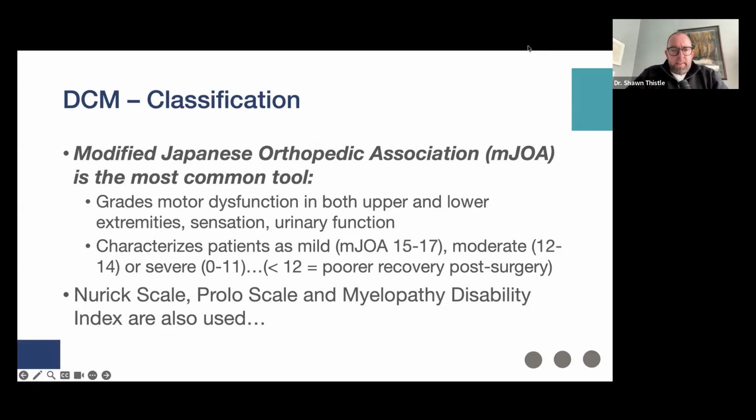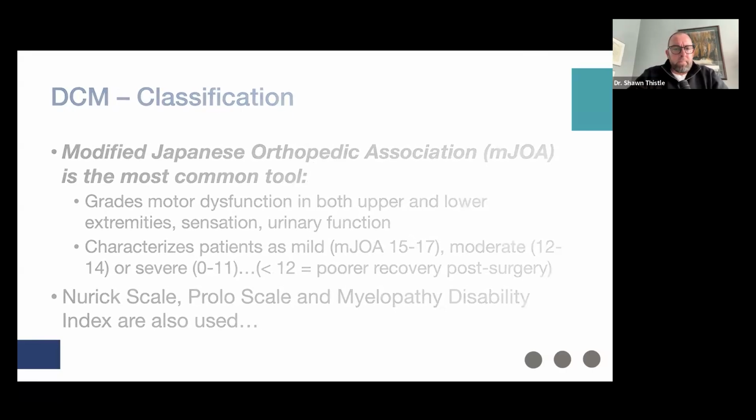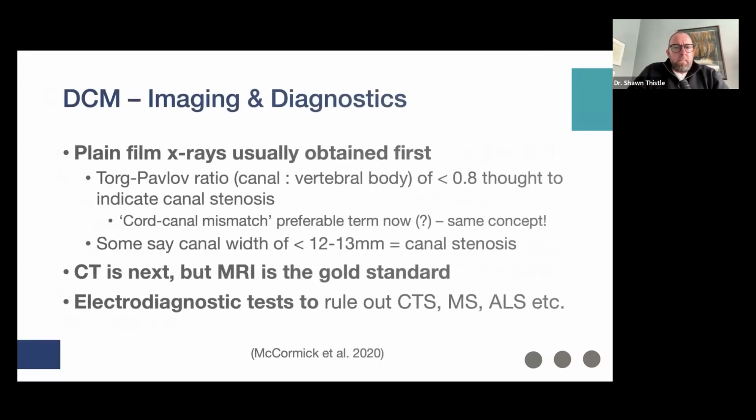There are a couple of others called the Neuric Scale, Prolo Scale, and Myelopathy Disability Index. If you're going to pick one, I think the MJOA is easier. I think it's a bit shorter to use, and I think parametrically it's just as good, if not better, than the other ones. That's why I recommend, if you're going to employ one of these in your practice, use that one. And again, I will send that to you.